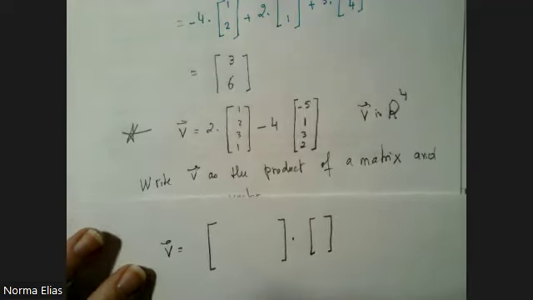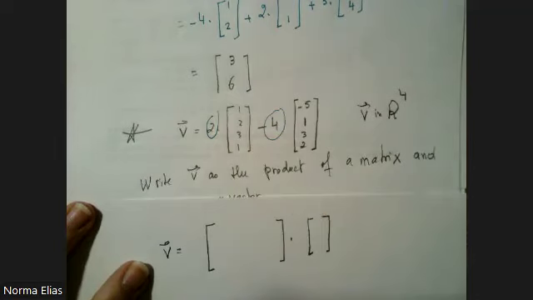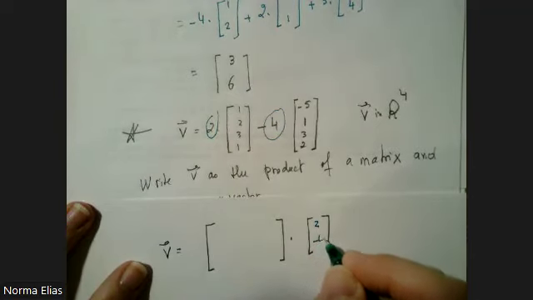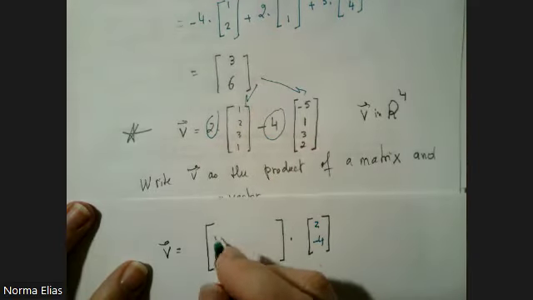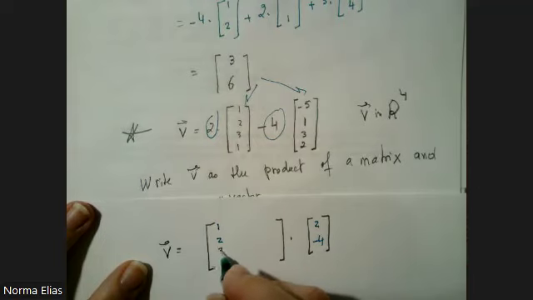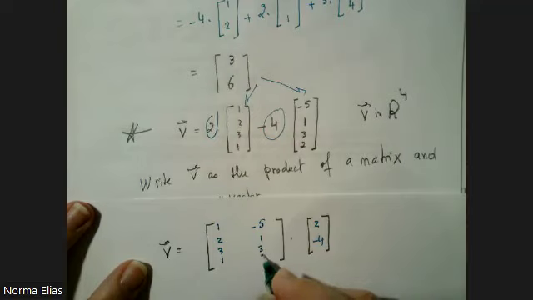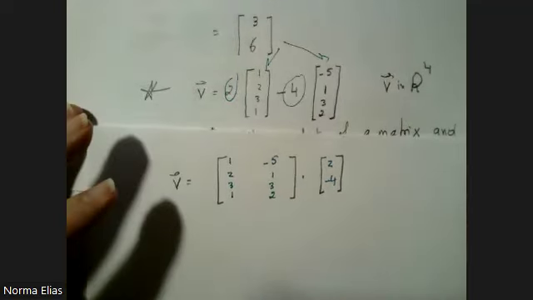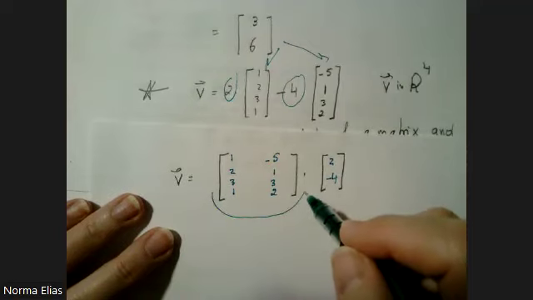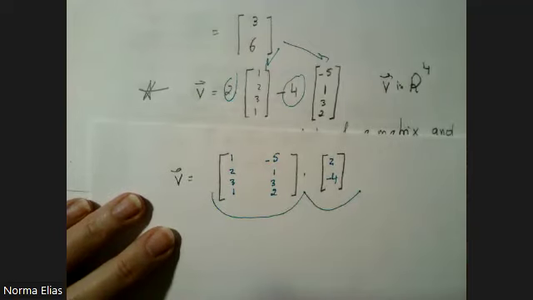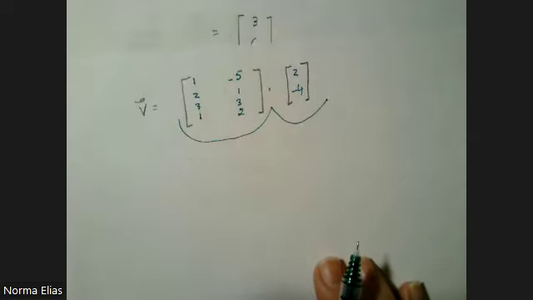What's going to be the matrix? Those entries, 2 and minus the weight, are the entries of my vector. And those are the columns of my matrix: 1, 2, 3, 1, minus 5, 1, 3, and 2. Okay, so this vector V, I wrote it as the product of a matrix times a vector. Now there are two important notes I'm going to address.